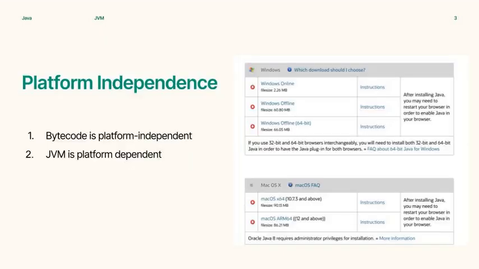This bytecode is platform independent, meaning it can be executed on any operating system that supports the JVM. However, keep in mind that the JVM itself is platform dependent. You must install the version of the JVM that is compatible with your operating system.